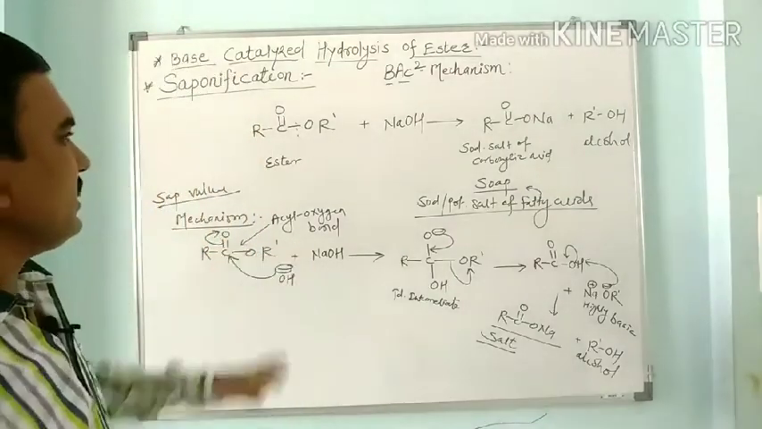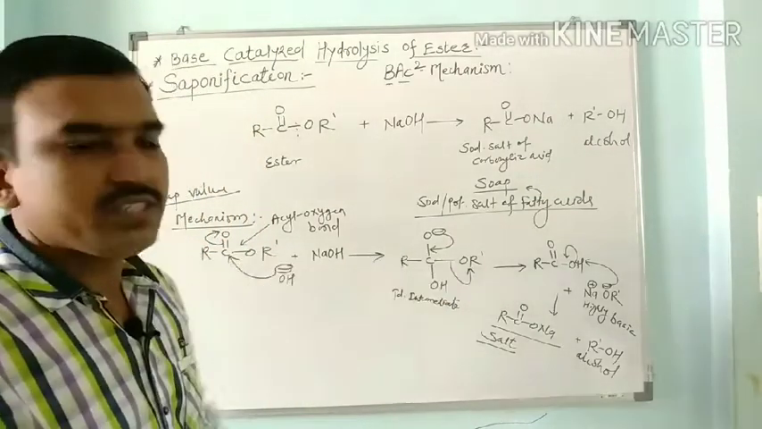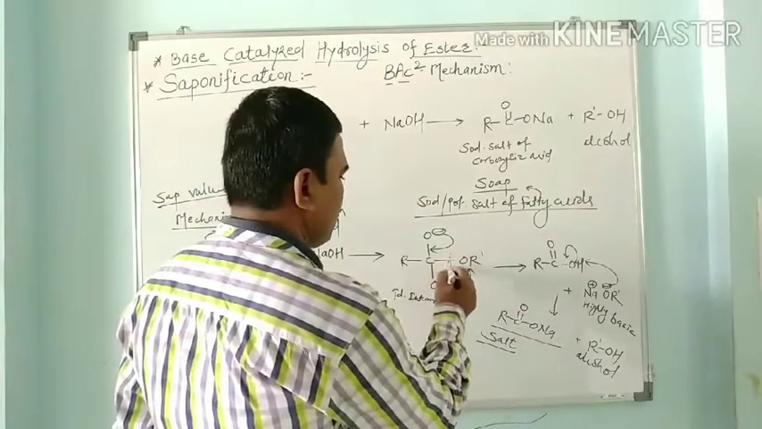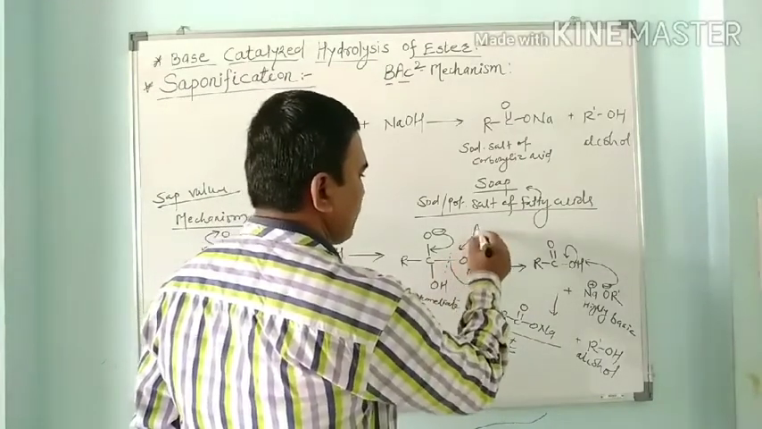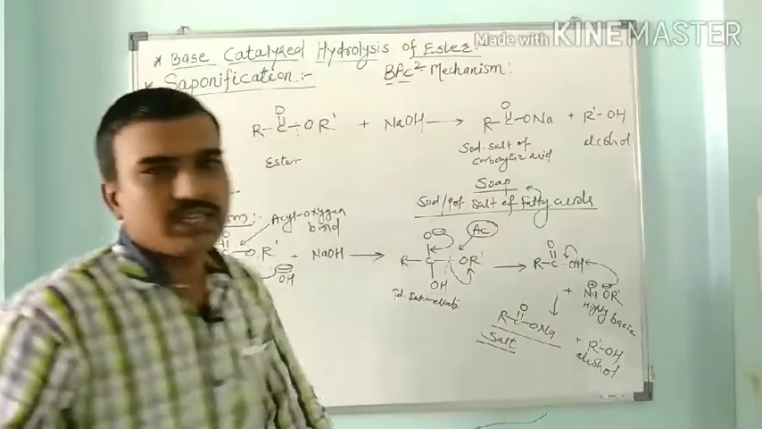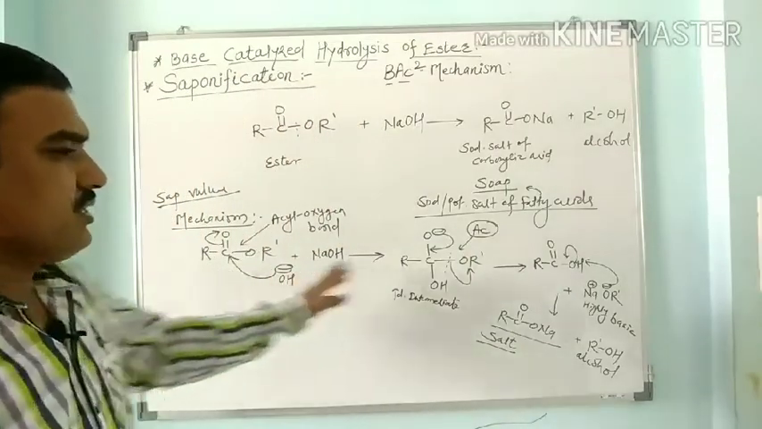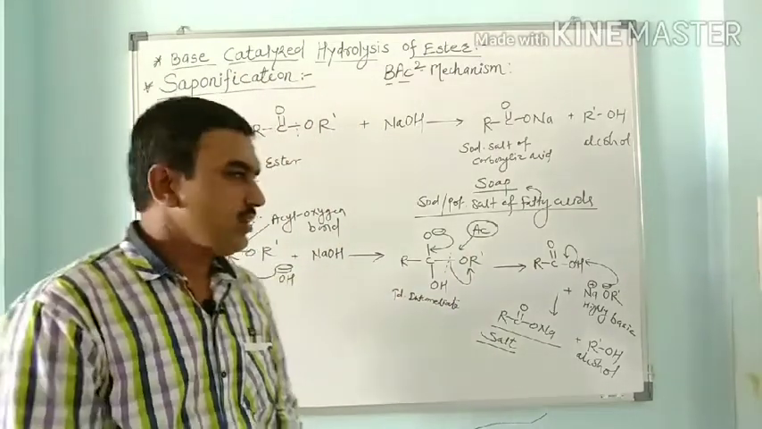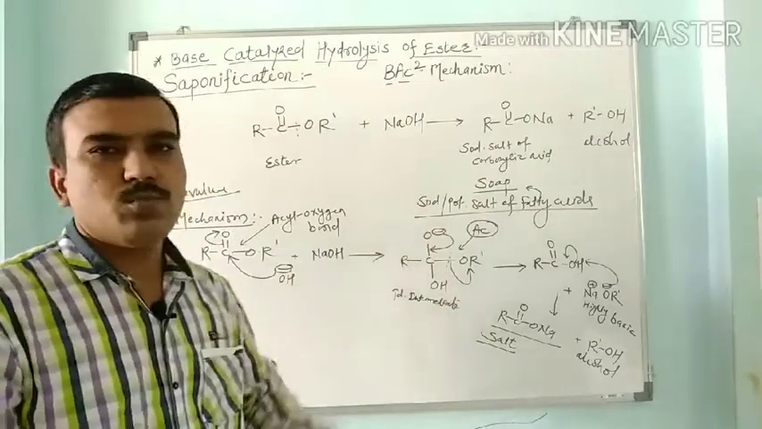Now in this reaction, when we observe, this bond is cleaved. So this bond is cleaving. This bond is called the AC bond, the acyl oxygen bond. So during this ester hydrolysis, there is a cleavage of the acyl oxygen bond.